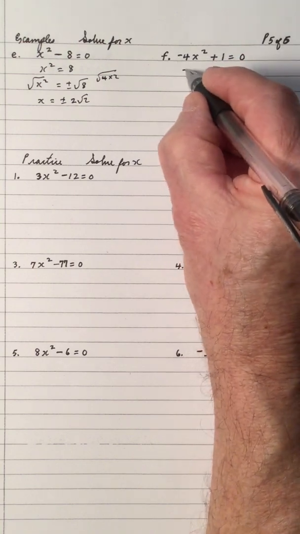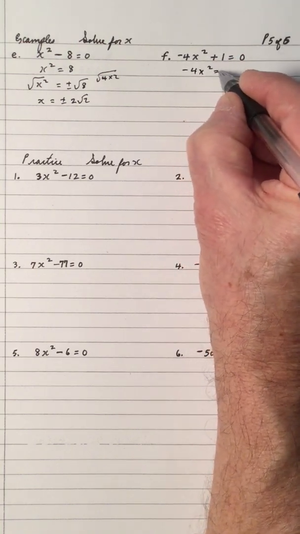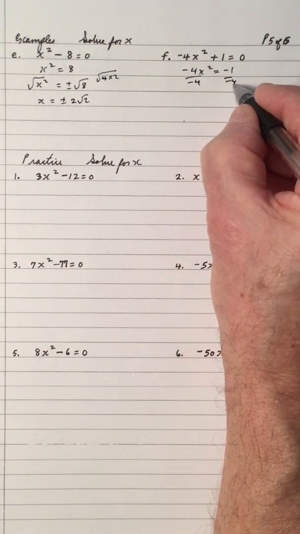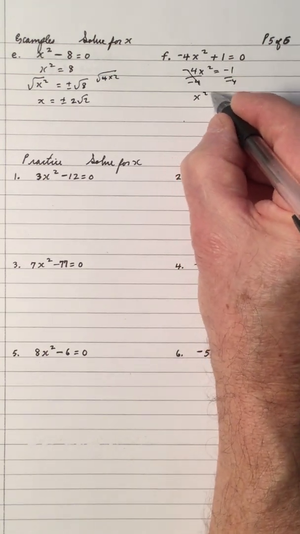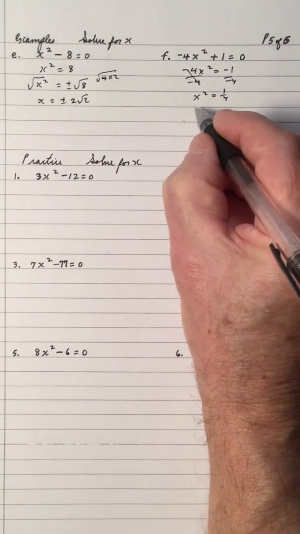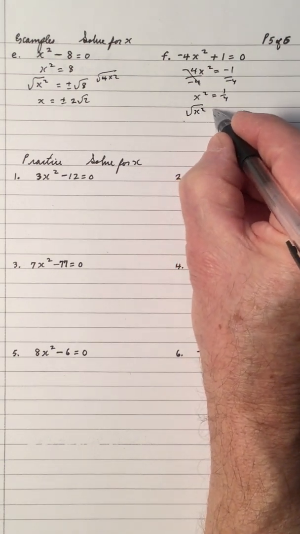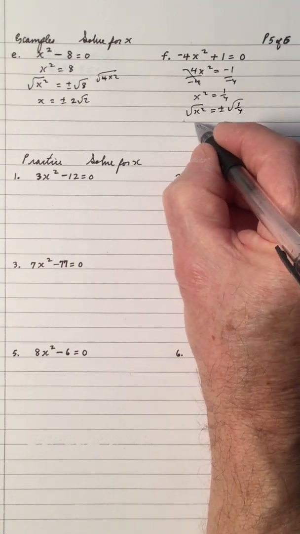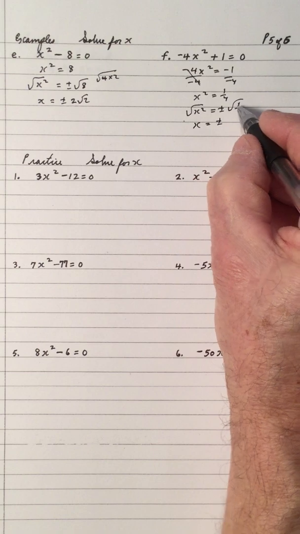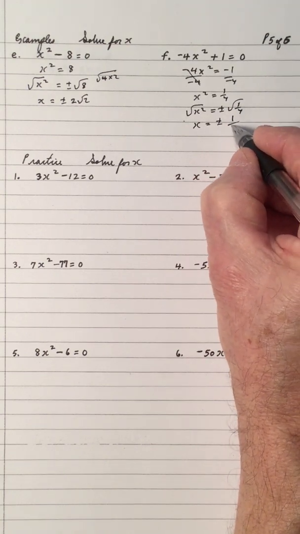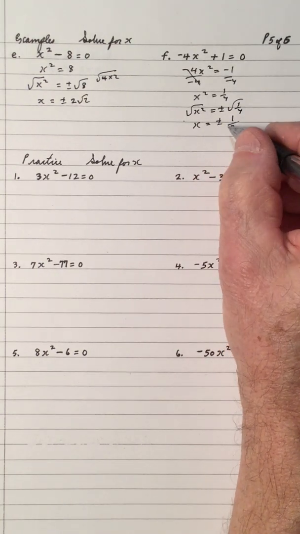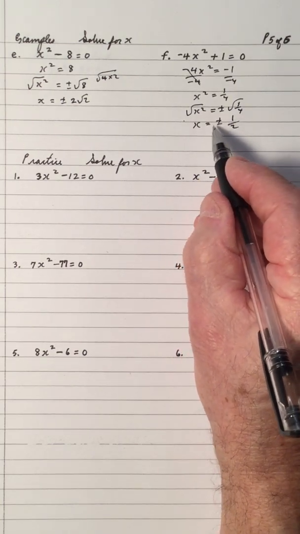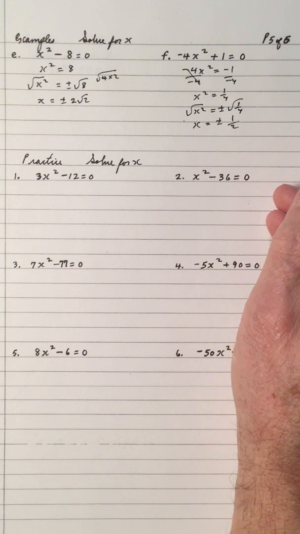And f, we have a negative 4x squared equals negative 1. Divide by negative 4. Negative 4's cancel. X squared equals 1/4. Square root of x squared is plus minus the square root of 1/4. Square root of x squared is x. Plus minus the square root of 1 is 1. The square root of 4 is 2. So plus minus a half. Again, x is equal to a half or a negative a half. That's what's meant by the plus minus.